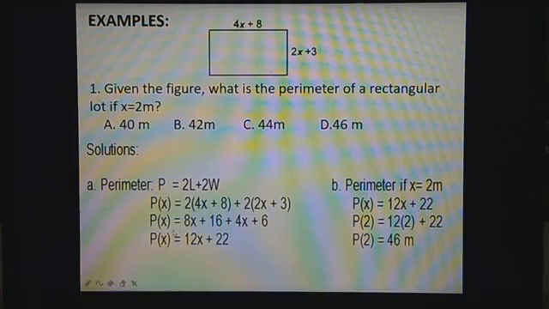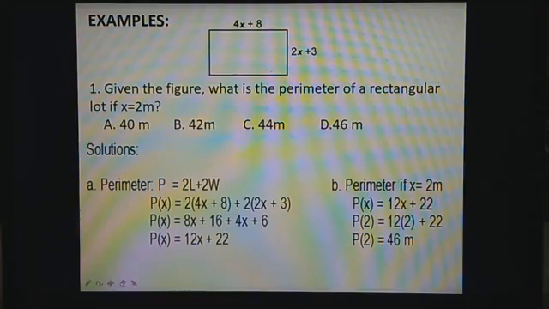So it represents the perimeter of the rectangular lot in terms of x. But the question is, what is the perimeter if x is 2? So, isa-substitute na lang natin dito. Since nakuha na natin yung perimeter in terms of x, so papalitan lang natin yung x ng 2. Actually, pwede nga mag-start ka na agad dito eh. Pero dahil nag-start tayo ng ganitong solution, so after this, P of x is equal to 12x plus 22. I-substitute na natin si 2 meters kasi ano daw ang perimeter kung ang x ay 2 meters.